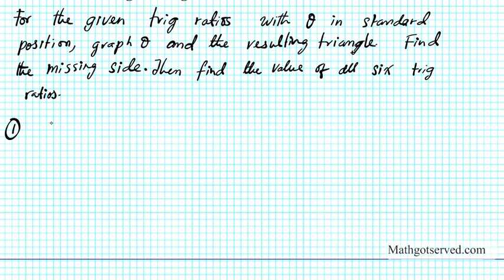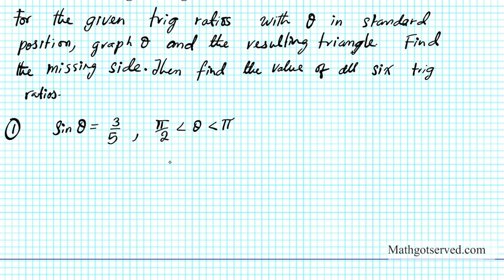Number one, we have sine theta equals 3 over 5, and because sine theta is restricted to the region between pi over 2 is less than theta, and theta is less than pi.